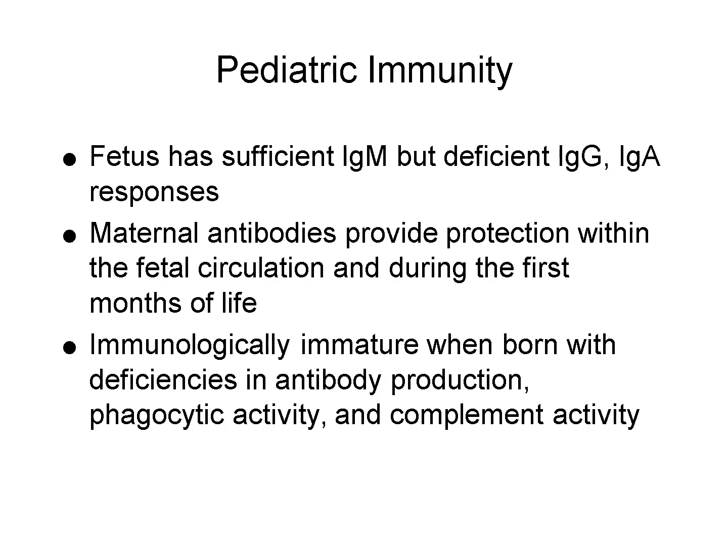At birth, a newborn's immune system is not fully developed. Although the fetus produces IgM on its own, levels of IgG and IgA are low. Protection in the early months of life depends largely on maternal antibodies passed through the placenta and later through breast milk. These antibodies offer temporary defense while the infant's immune system matures. Newborns also have reduced phagocytic activity and weaker complement systems, making them more vulnerable to infections.